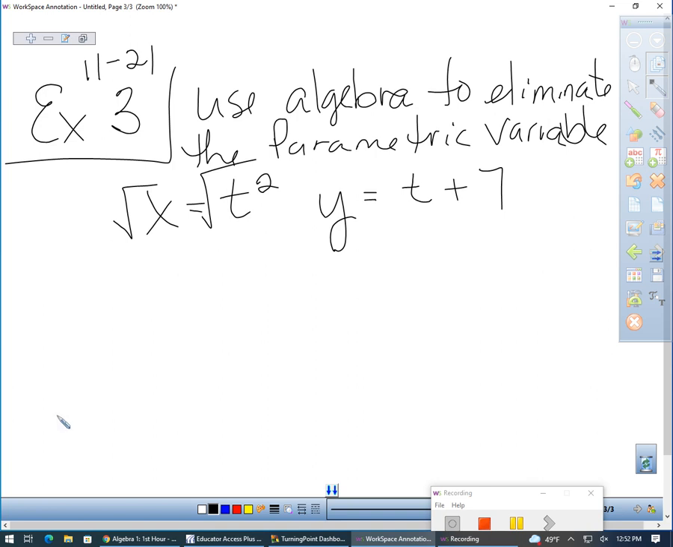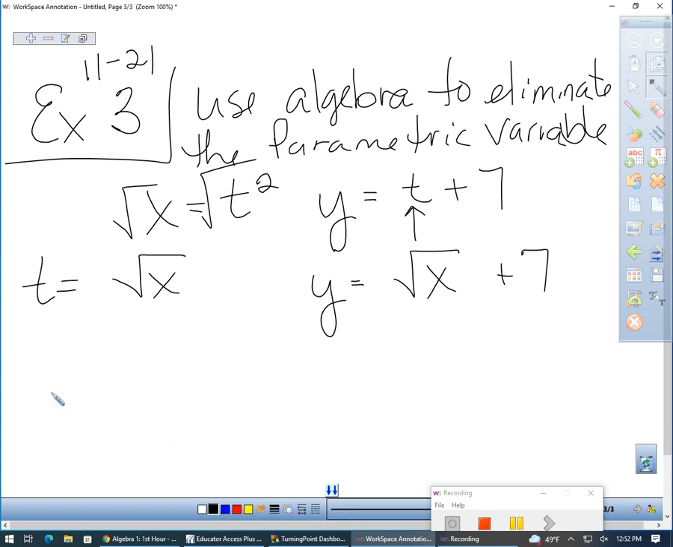If I square root it, I get the square root of x equals t. Now, technically, that should be a plus or minus, right? We're going to leave it as a positive for now. So then I'm simply taking the square root of x and plugging it in right there. So I get y equals the square root of x plus 7.